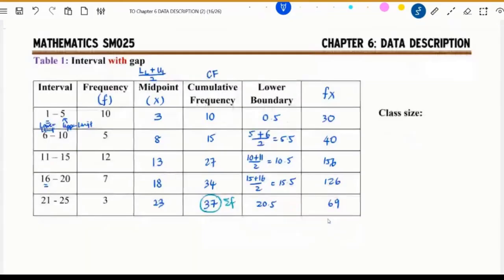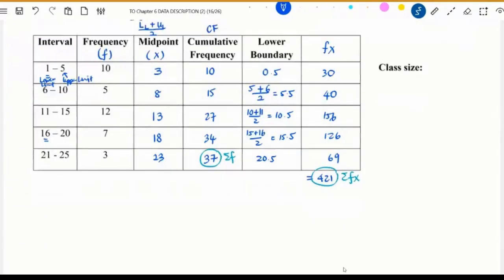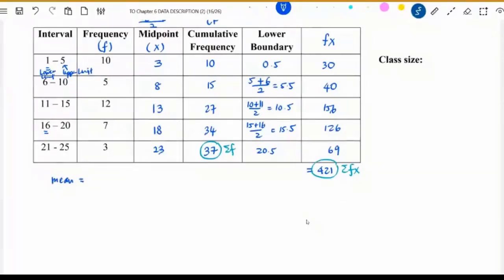So add up, what do we get? What is the value? Four to one, 421, good. Okay, so 421, this one we call the summation of fx. So once you already have all this in the table in your solution, we can directly find your mean, where the formula is summation fx over summation f.